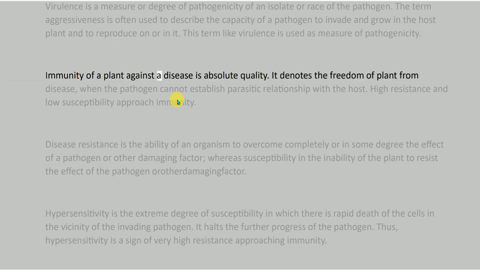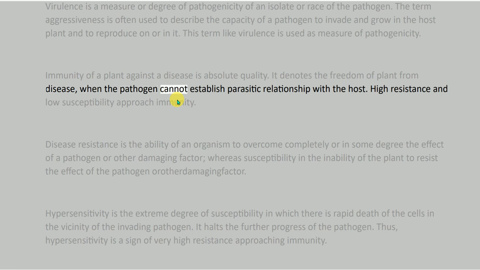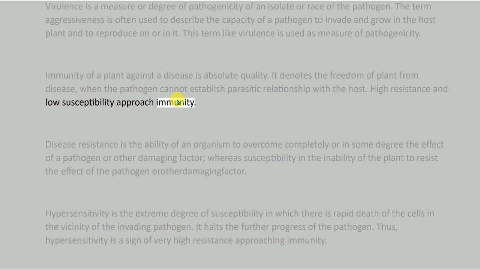Immunity of a plant against a disease is an absolute quality. It denotes the freedom of a plant from disease, when the pathogen cannot establish a parasitic relationship with the host. High resistance and low susceptibility approach immunity.